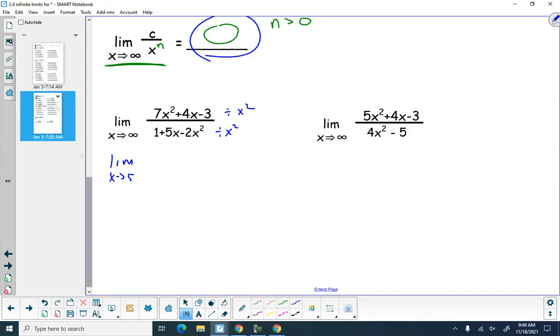Now, I'm hoping that you can do some mental math here. As you've seen, we can start going through. I take 7x squared divided by x squared. That's just going to give me 7. 4x divided by x squared is going to give me 4 over x. Negative 3 divided by x squared will give us negative 3 over x squared. Then on the bottom, I divide everything through by my x squared: 1 over x squared plus 5 over x minus 2. And hopefully, once again, you can use your mental math here and you don't have to do that additional step that we did up there.